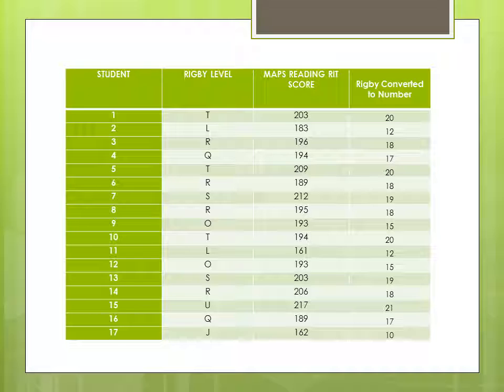Simply by looking at this chart right now, you may notice that the higher the Rigby level, it seems to be that the MAPS reading RIT score is higher as well, but we will analyze our data to find out.